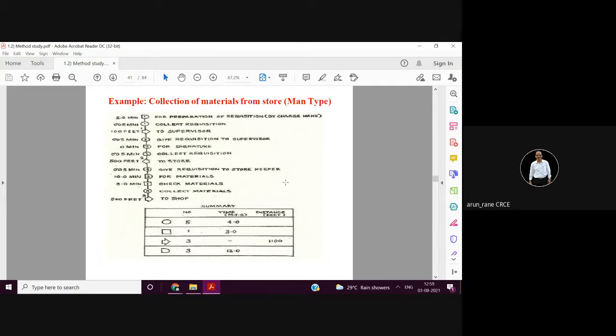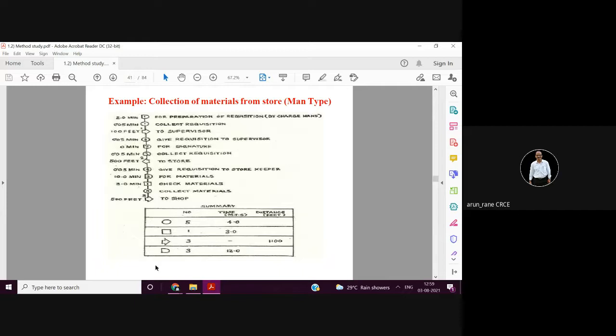Then he will give the requisition to the storekeeper, then he'll take the material, then check the material, and then he'll come to the shop. Like that it is. And nowadays we don't work like this. People, I mean industries, they don't work like this. Every shop, I have been telling you, POUS.